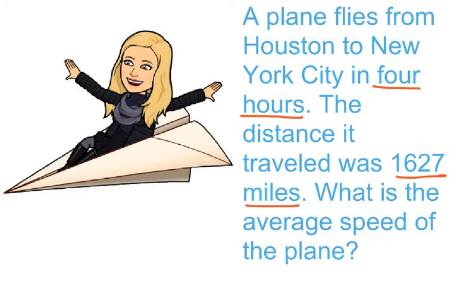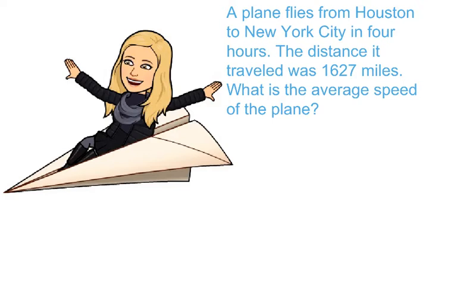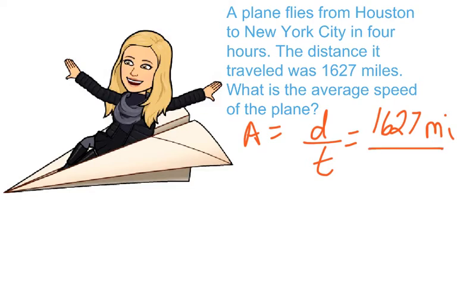So in this problem, we can identify our distance is 1,627 miles, and it's important we also have the miles, and 4 hours is our time. So we're dealing with an average speed, which is distance over time. And in this case, it is 1,627 miles in 4 hours. And we have miles per hour.